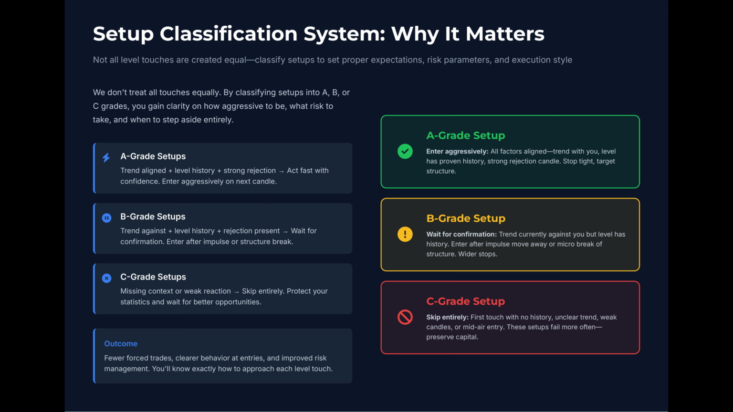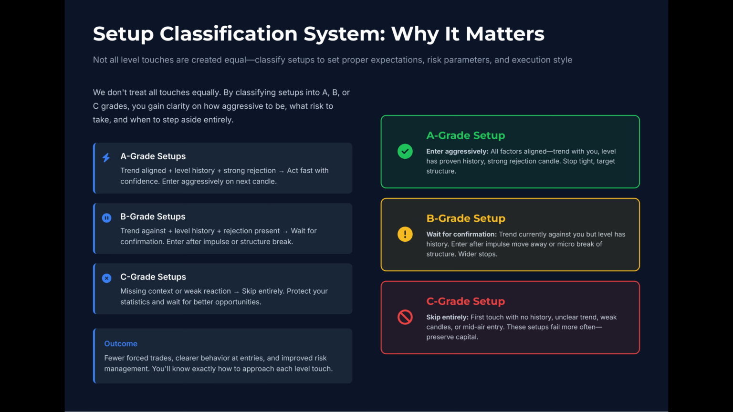Now, a B-grade setup is different. This is where the trend might be against you, but the level has history, and you're seeing some rejection. It's not a bad trade, far from it, but it requires a different approach. You don't rush in. You wait for confirmation. Perhaps you wait for a strong move away from the level or a micro break of structure in your direction. Your stop needs to be wider here because you're anticipating a retest. B-grade setups can be excellent trades, but they demand patience and discipline.